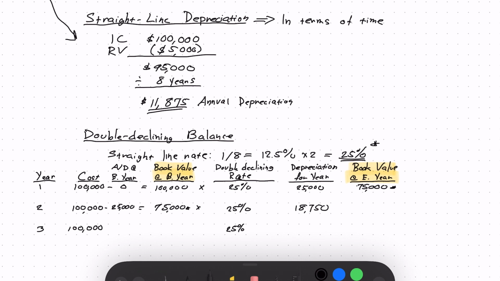Our book value at the end of the year, this is where we will take this $75,000 and subtract out this $18,750. So our book value at the end of year two will be $56,250.